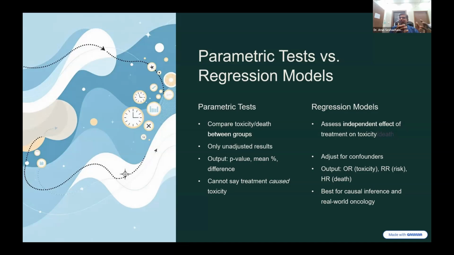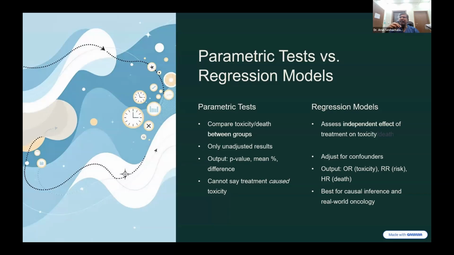So first you do the test of association. The test of association is unadjusted. You are not adjusting for the confounding variables. When a statistician says adjusted and unadjusted, it just means whether you are adjusting for the other variables that affect the effect size. So in a parametric test of association, you won't be able to adjust. You will get a p-value, a mean difference, a proportion difference, but you will not adjust. If you want to adjust, then you should go for a regression model.